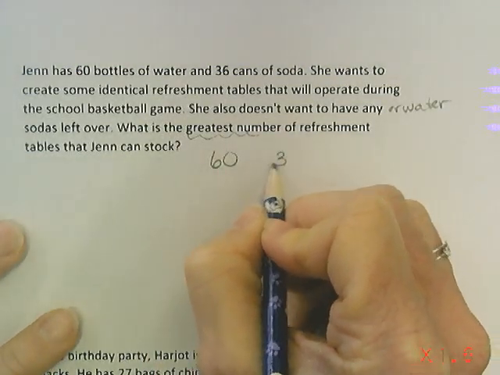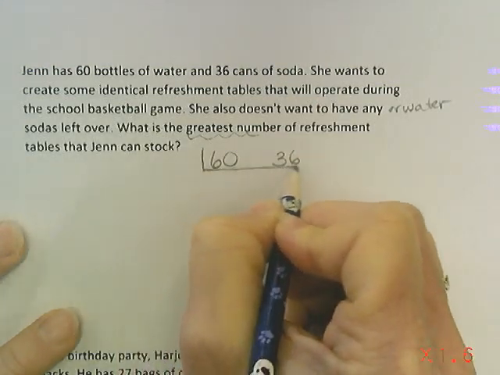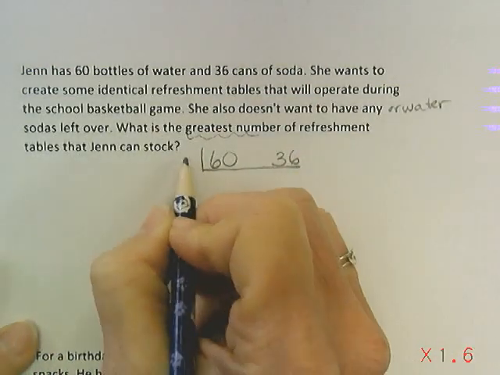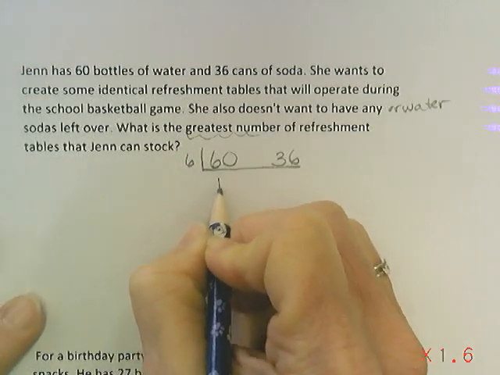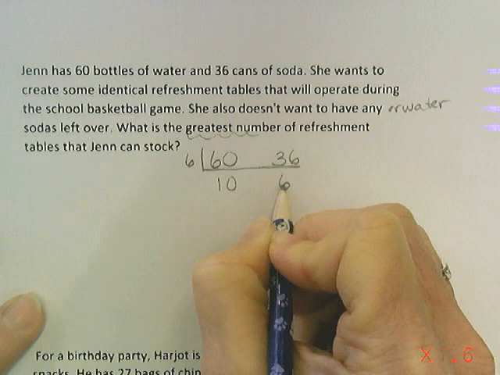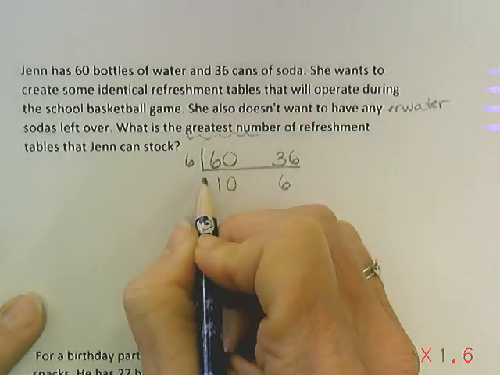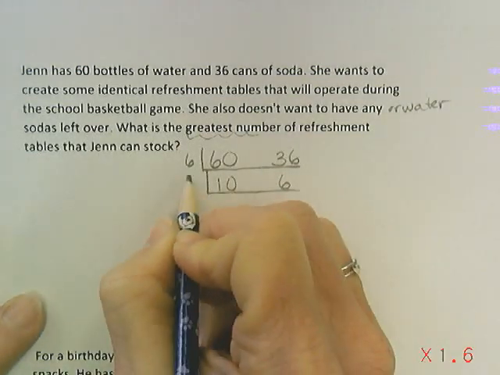So I'm going to put one number next to the other, and we're going to divide. So I see that 6 goes into both of them. 60 divided by 6 is 10. 36 divided by 6 is 6. Both of them are even, so that means we can divide both by 2.